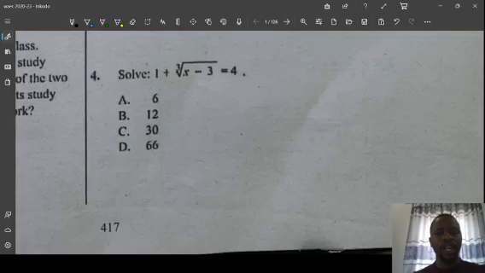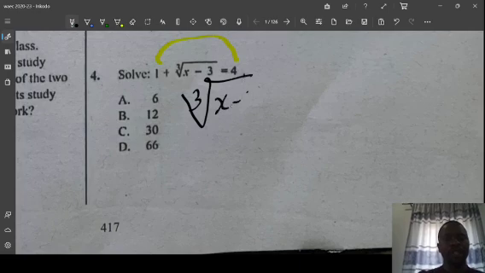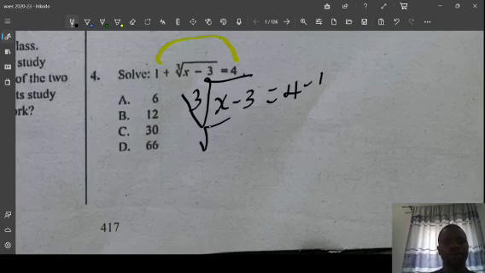All right, and question number 4 says 1 plus the cube root of x minus 3 is equal to 4. All right, so obviously we're looking for x. So the first thing I want to do is to collect like terms. So I'm going to move this 1 over to the other side. All right, and I'm going to have that the cube root of x minus 3 is equal to 4 minus 1. All right. So the cube root of x minus 3 is equal to 4 minus 1 is 3.